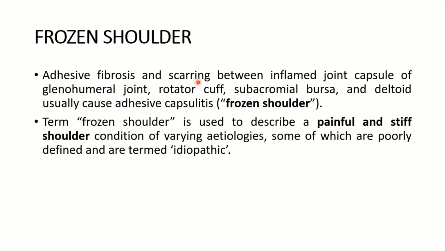Adhesive fibrosis and scarring between the inflamed joint capsule of the glenohumeral joint, rotator cuff, subacromial bursa and deltoid usually cause adhesive capsulitis, which is known as the frozen shoulder. The term frozen shoulder is used to describe the painful and stiff shoulder condition of varying etiology, some of which are poorly defined and are termed idiopathic. So keep in mind that frozen shoulder is mostly idiopathic.